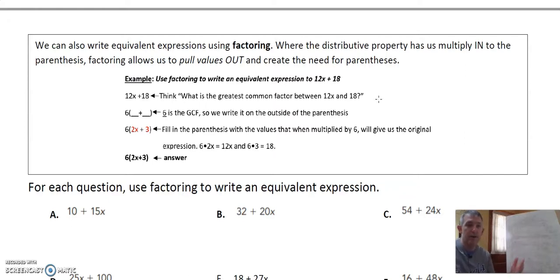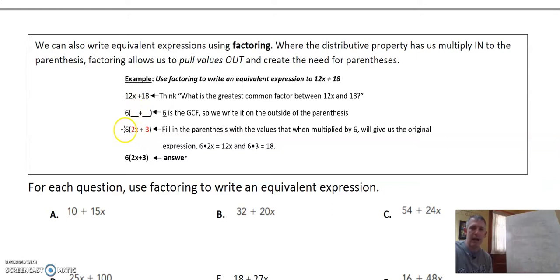Well, notice they said 6 is the GCF. So they put 6 out here, and you write it on the outside of the parentheses. Then you ask yourself a question. What times 6, since that's the number we pulled out, would give us 12, and specifically 12x? Well, what times 6 gives us 12? The answer is 2. So I would put 2x.